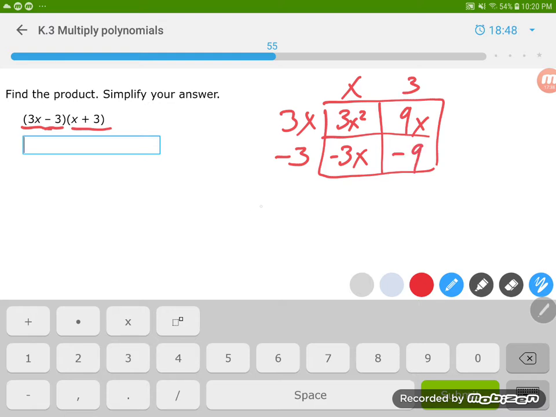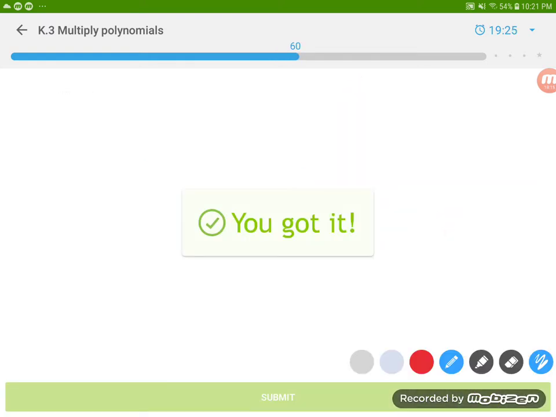Okay, so remember we do want to go ahead and add these together. So we will get a 3x squared. That is my only x squared term. I have a 9x, and I also have a minus 3x. So those are like terms. I'll combine them together to make a 6x and a minus 9. Alright, and that is my final answer. So we'll go ahead and enter it in. 3x squared plus 6x minus 9. Beautiful.